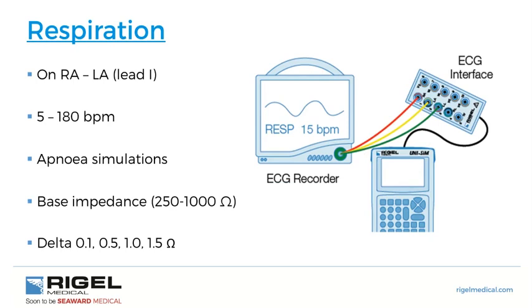What solutions do we provide? We provide, as far as the UniSim is concerned, right arm, left arm, lead 1, respiration, range of breaths per minute, apnea simulations, different base impedances and different delta resistances.